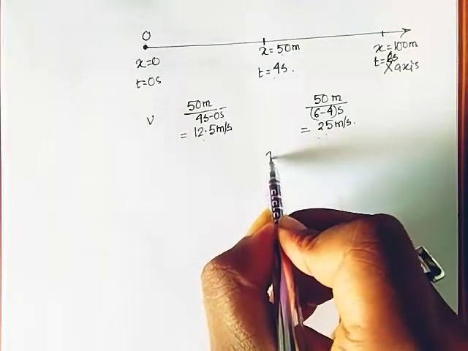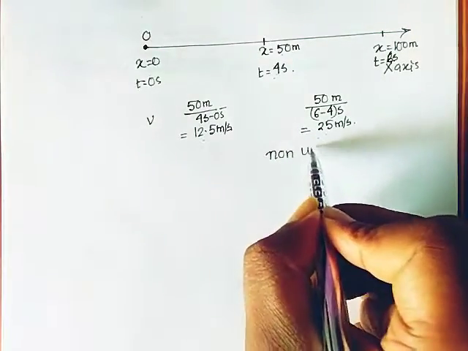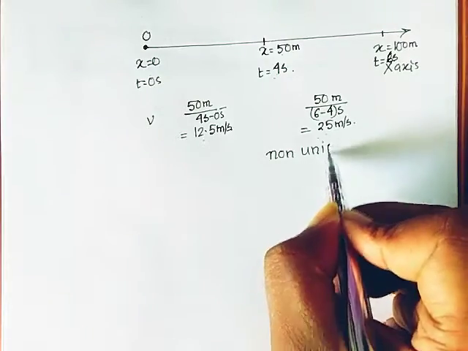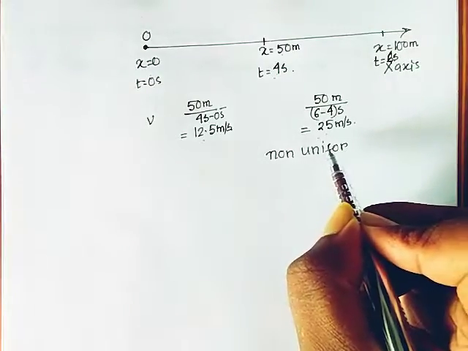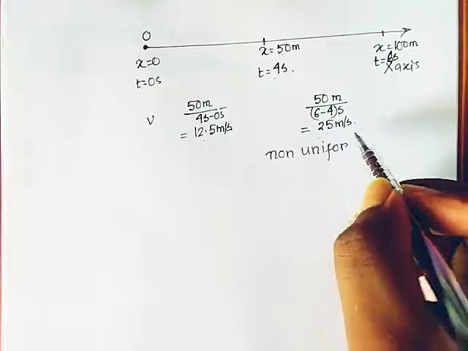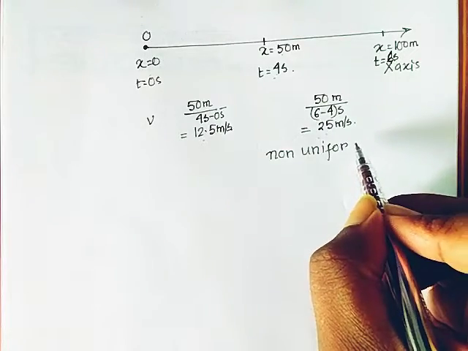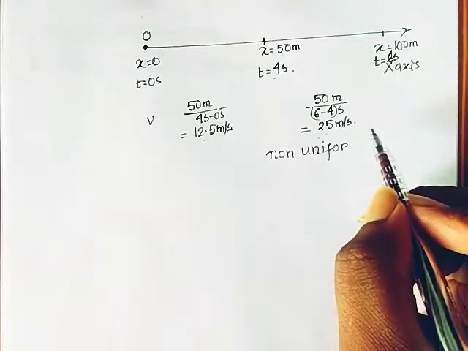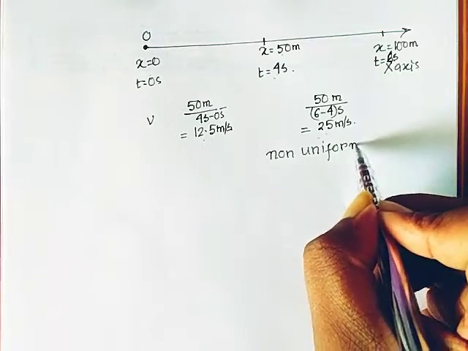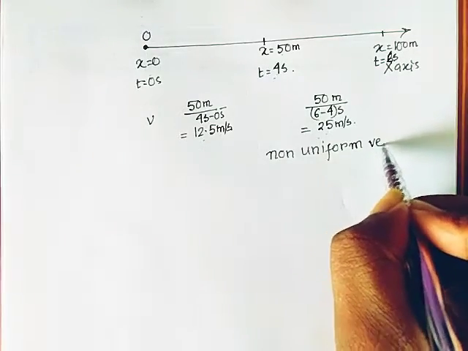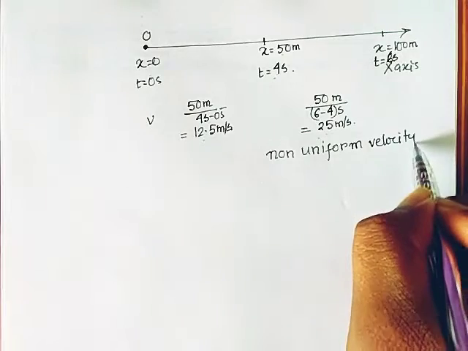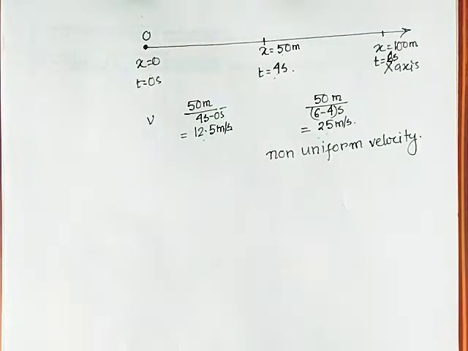So you can say now the velocity is non-uniform, because now the particle covers non-equal distances in a particular direction in unequal intervals of time. So it is the example of non-uniform velocity.